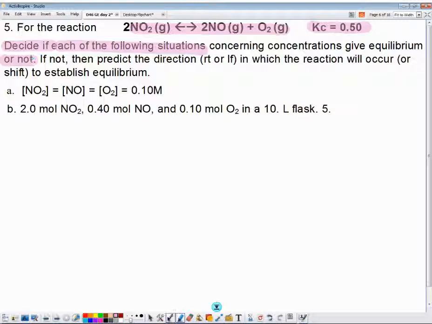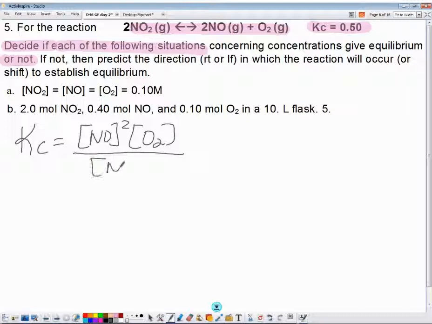So let's grab the pen and say the Kc expression for this equation is NO squared times O2 to the first divided by NO2 squared. But when I have numbers and I don't know their equilibrium, I'm not going to call it Kc anymore. I'm going to call it Q. And I'm going to compare Kc to Q at the end because I already have the Kc. The Kc was given right here to be 0.5.